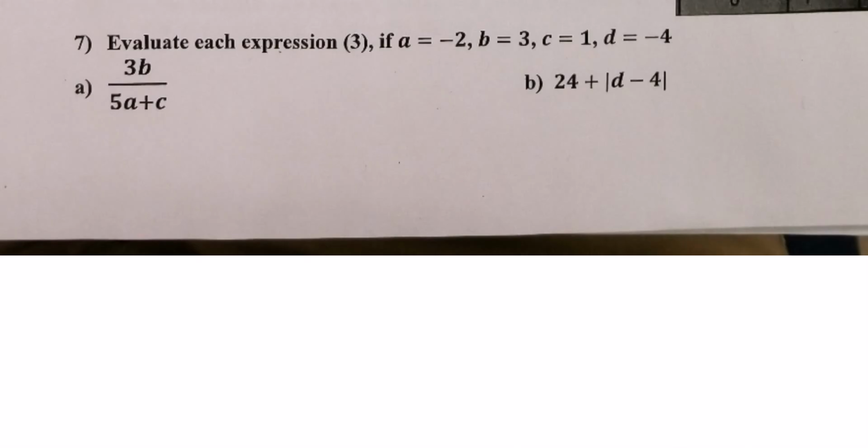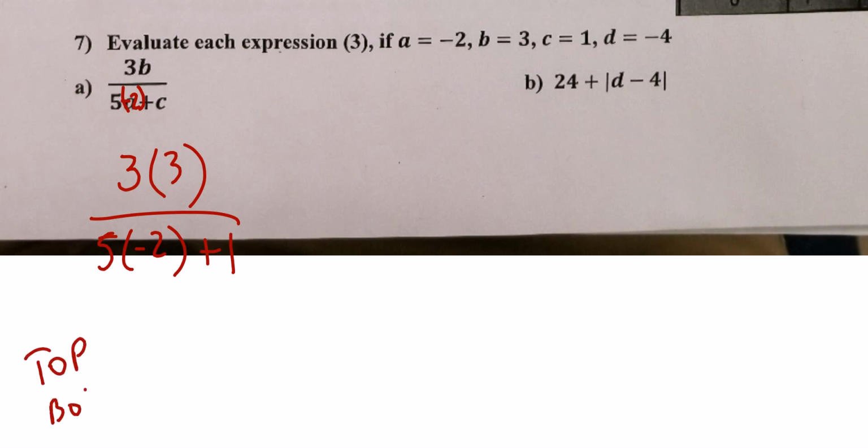7, you're just plugging it in. So wherever I see an A, I'm going to put -2 in parentheses. Wherever I see a B, I'm going to put 3. And wherever I see a C, I'm going to put 1. So I'm going to rewrite this 3 over 3, 3 times 3 all over 5 times -2 plus 1. Now remember, you have to do the top and bottom separately. So I do 3 times 3 all by itself, I get 9. I do 5 times -2, which is -10, plus 1 to get -9. So my answer is -1.